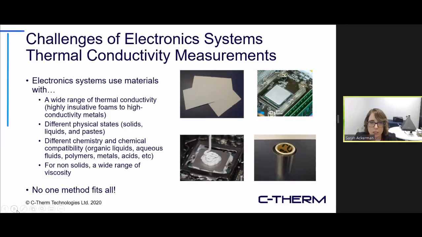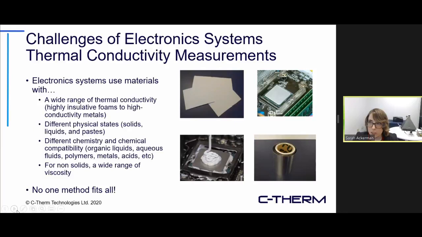You can have solids. If you've got liquid cooling, you're going to have liquids in the coolant material, and you're going to have paste from your thermal interface materials. You can also have different chemistry and chemical compatibility considerations. And for the non-solids that are being used, you can also have a very wide range of viscosity.